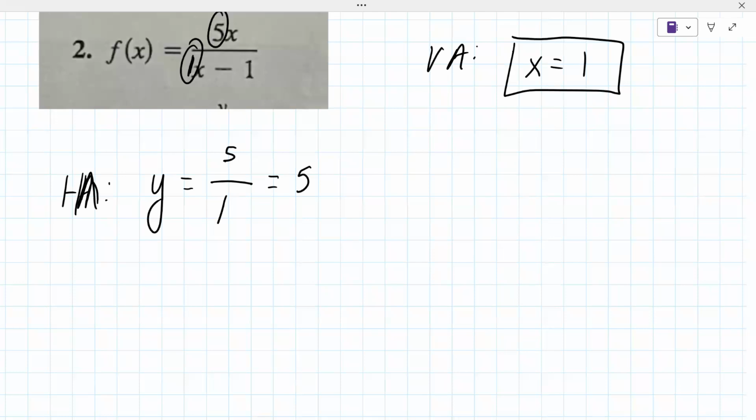Okay, I'm back. All right, get this down, please. You have y equals 5 over 1 equals 5. Okay. All right.